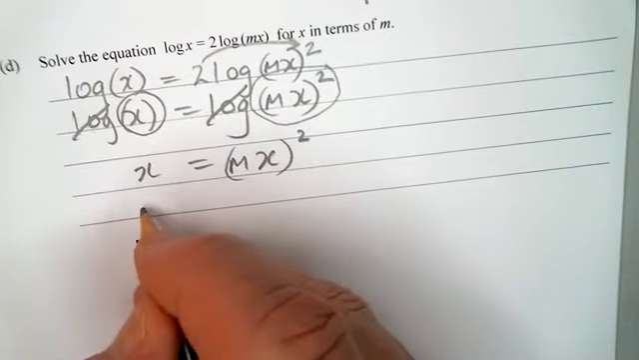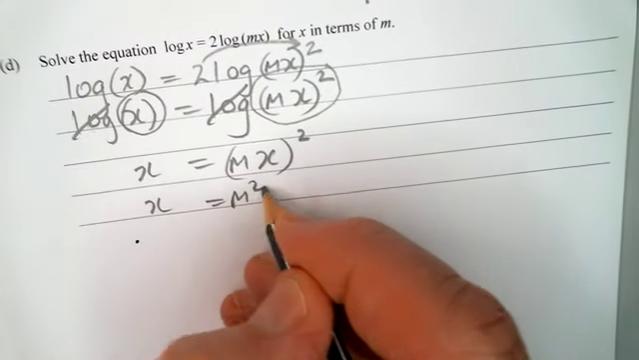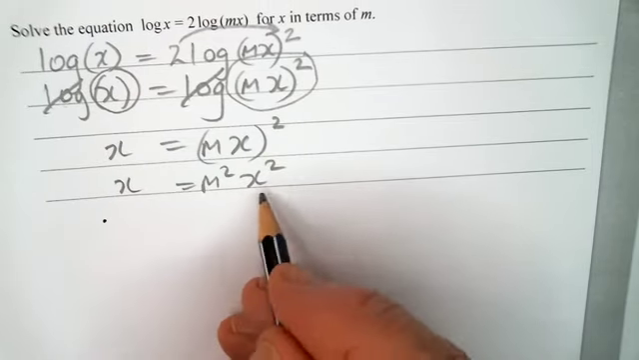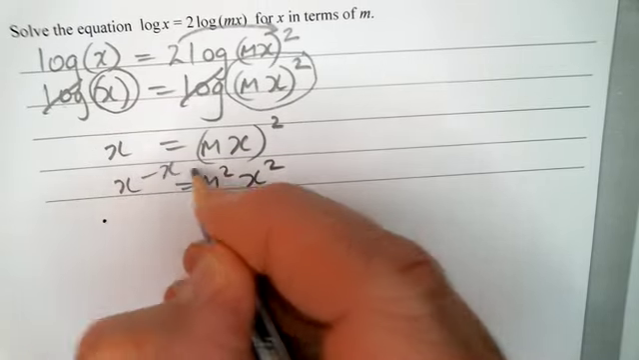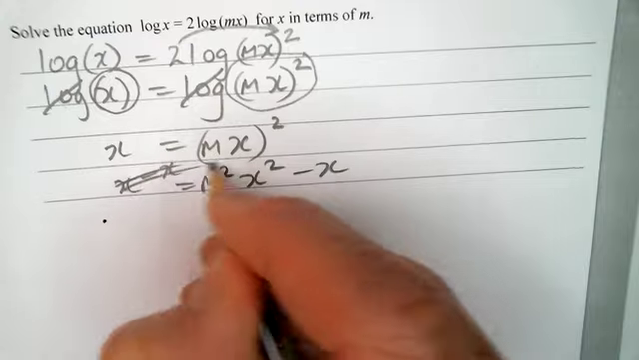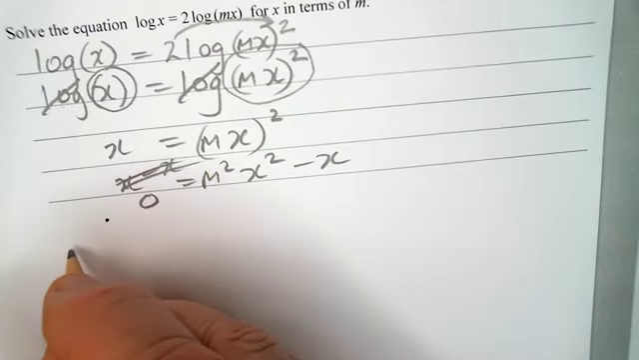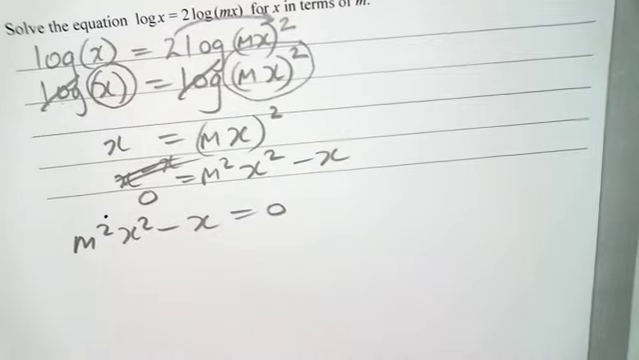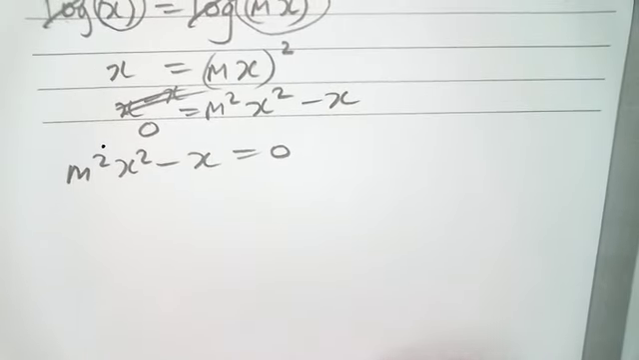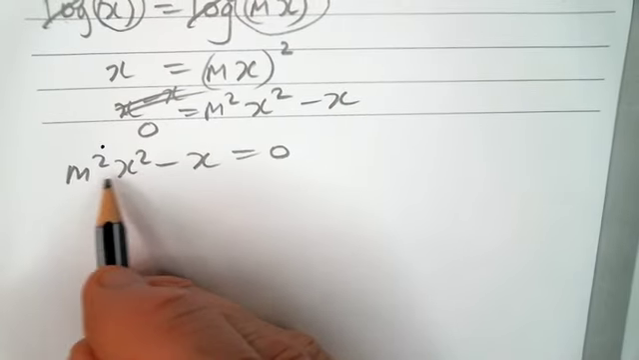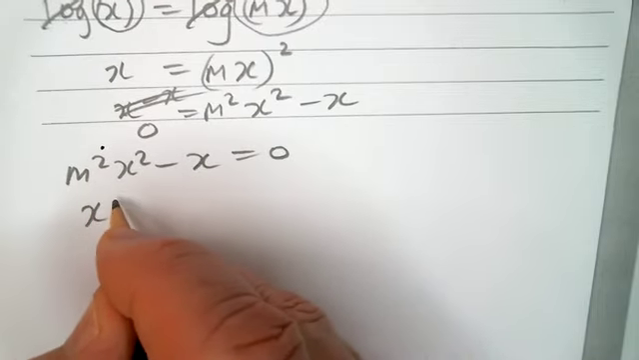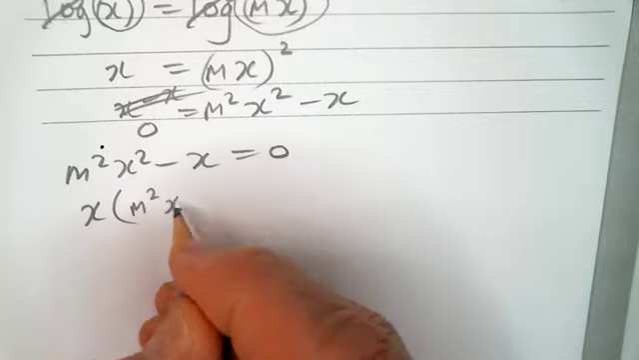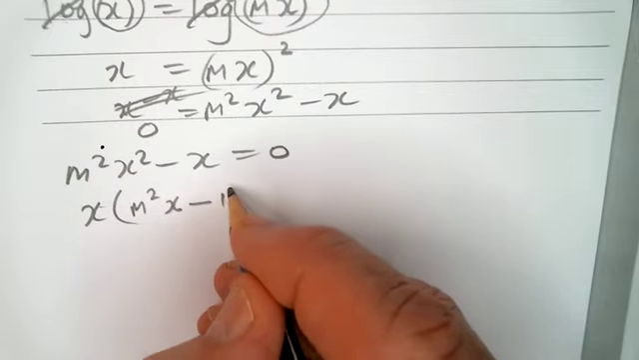I've got x is equal to (mx) all squared. I'm going to rewrite that. I can say x is equal to m squared x squared. Now, really, I've got a bit of a quadratic here, because if I subtract x from both sides, this becomes 0. So I've got m squared x squared minus x is equal to 0. Now I can factorize that. I can take the x out, and this is going to be x times (m squared x minus 1).